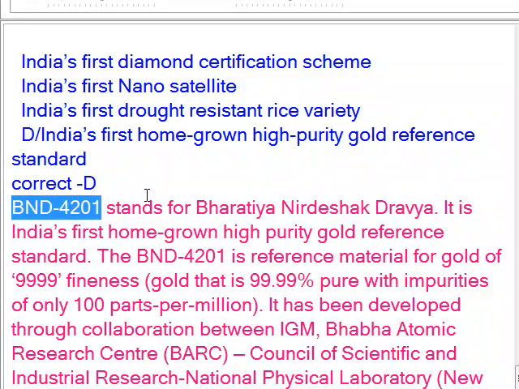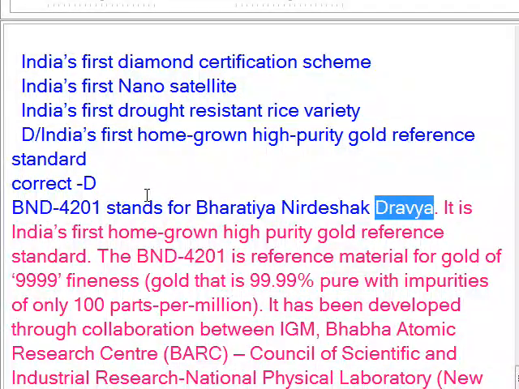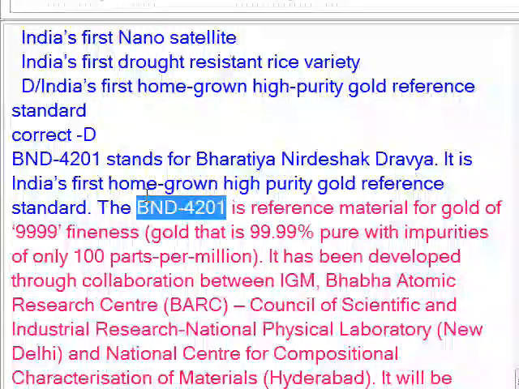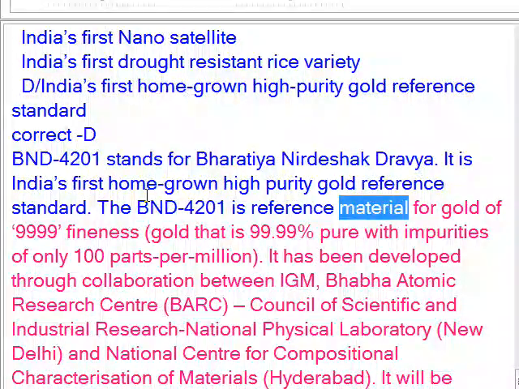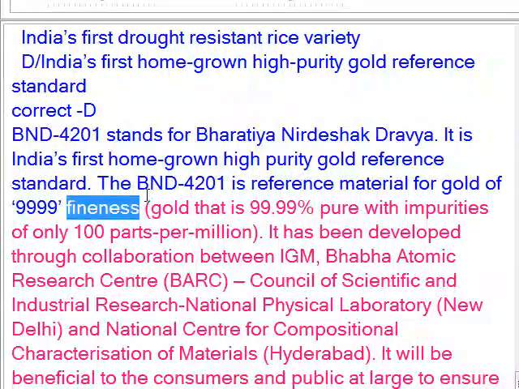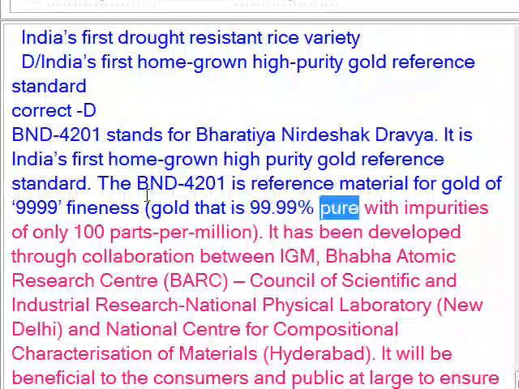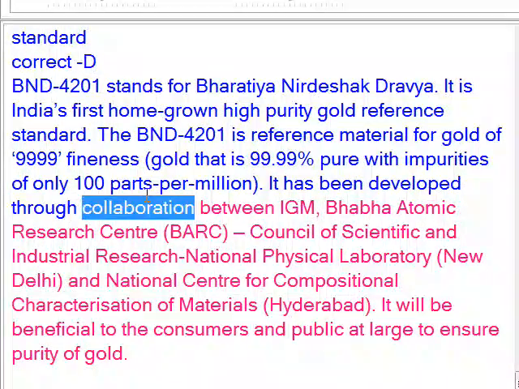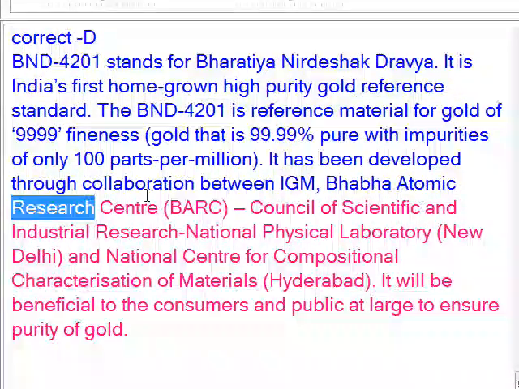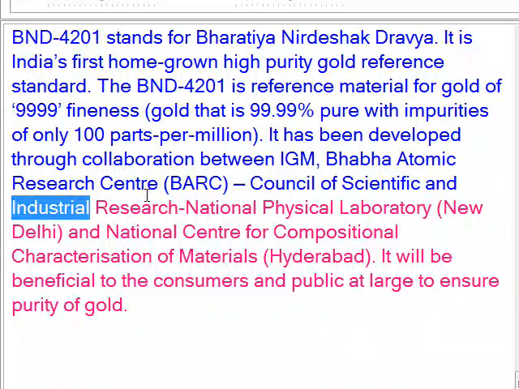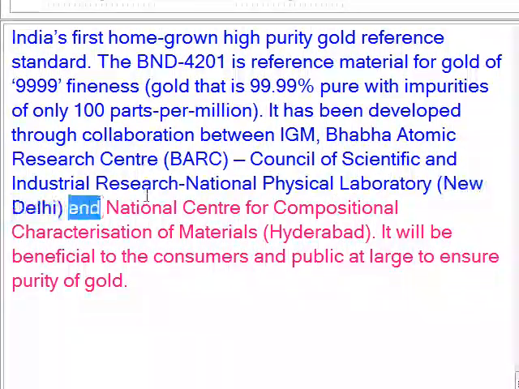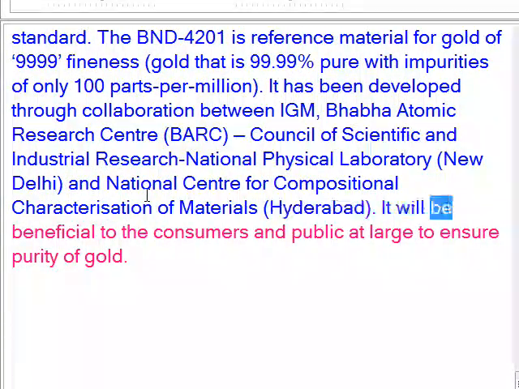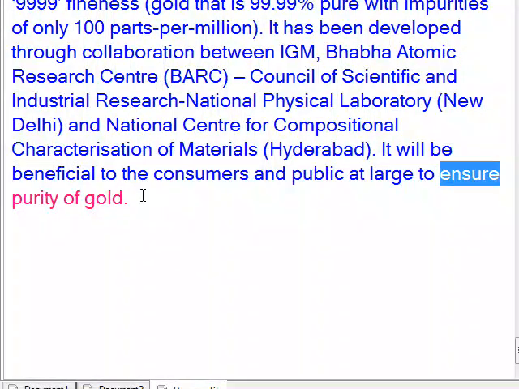Correct: D. BNP 4201 stands for Bharatiya Nirdeshak Dravya. It is India's first homegrown high-purity gold reference standard. The BNP 4201 is reference material for gold of 99.99 fineness, that is 99.99% pure with impurities of only 100 parts per million. It has been developed through collaboration between IGM, Bhabha Atomic Research Center, BARC, Council of Scientific and Industrial Research, National Physical Laboratory, New Delhi, and National Center for Compositional Characterization of Materials, Hyderabad. It will be beneficial to the consumers and public at large to ensure purity of gold.